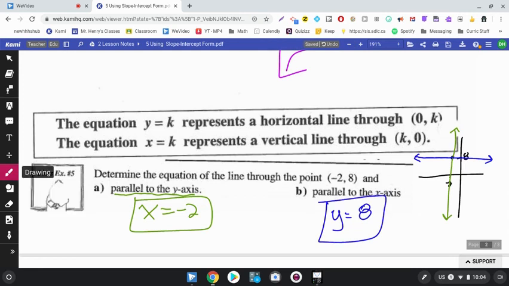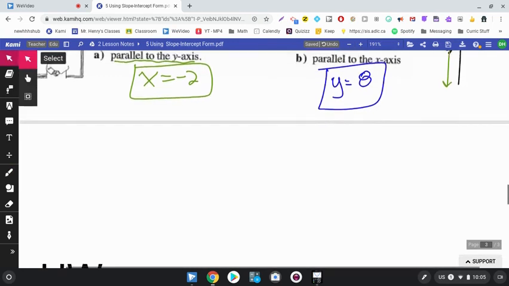Okay, so horizontal and vertical lines, yeah, they'll pop up every once in a while. It's important to know and recognize. Primarily, we're dealing with the stuff from the start of the lesson, right? The diagonal lines, the y equals mx plus b. Okay, and that's it for today.